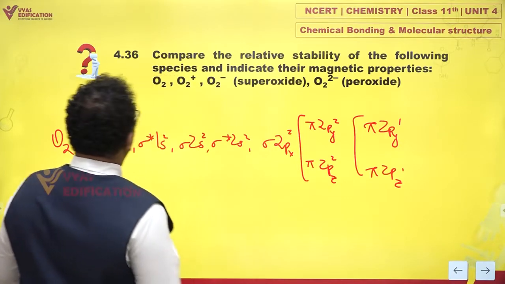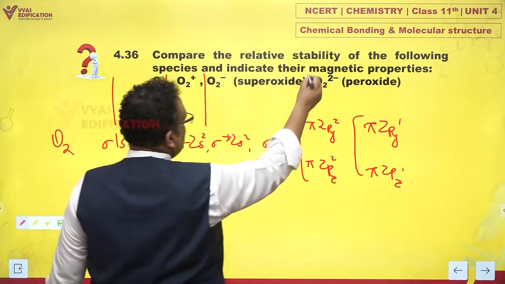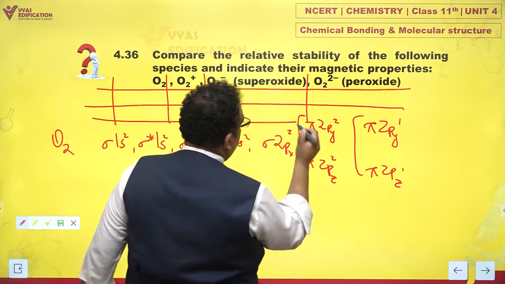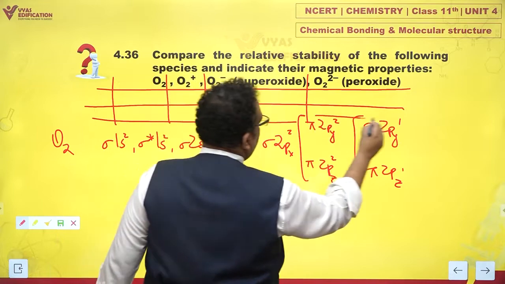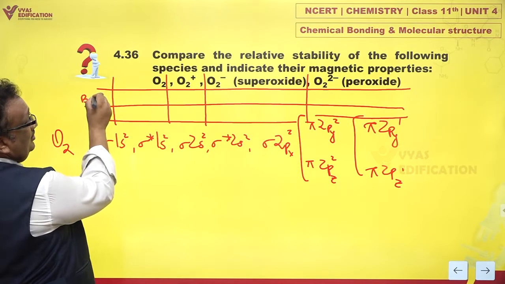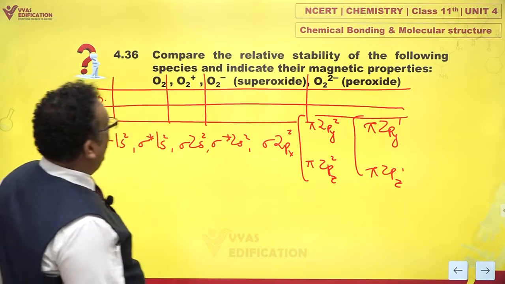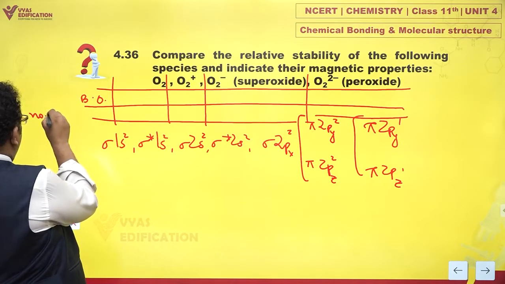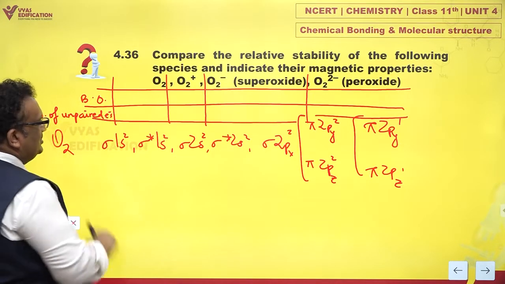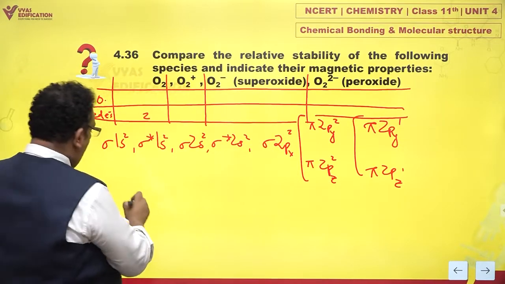Let's make a small table actually. We have O2, O2 plus, O2 minus, like this. Fine, we will live. So, bond order, because bond order will give us the relative stability, and magnetic properties, number of unpaired electrons. If there are two unpaired electrons in O2, and bond order, how do we calculate bond order?